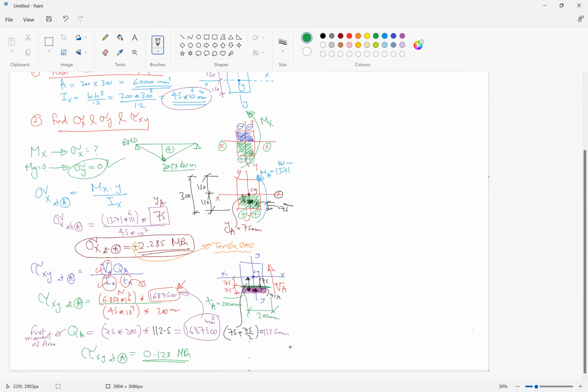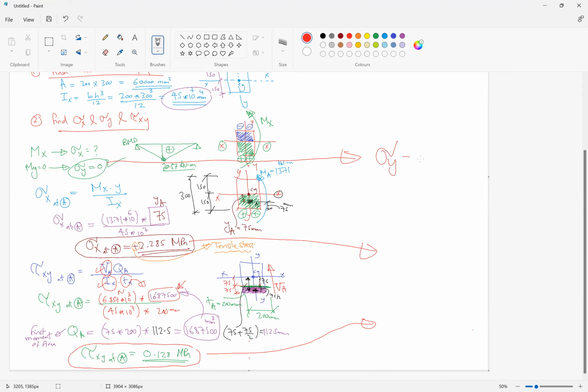So after all of this, we finally got tau xy here and sigma x here, and sigma y here is 0. So sigma y is equal to 0, sigma x is equal to positive 2.285 MPa, and tau xy is 0.128 megapascal.